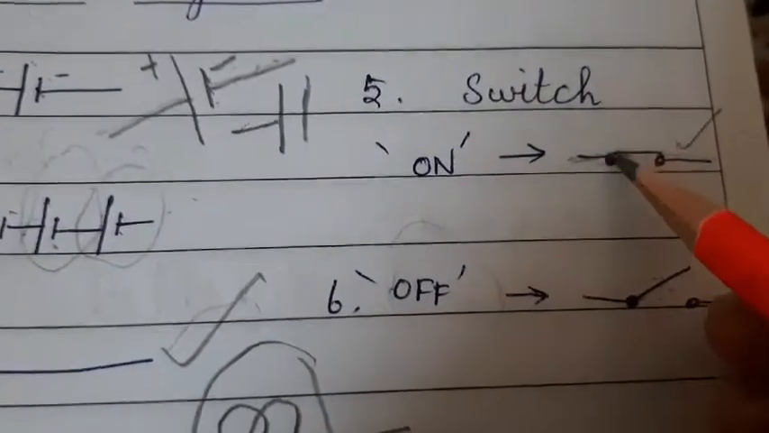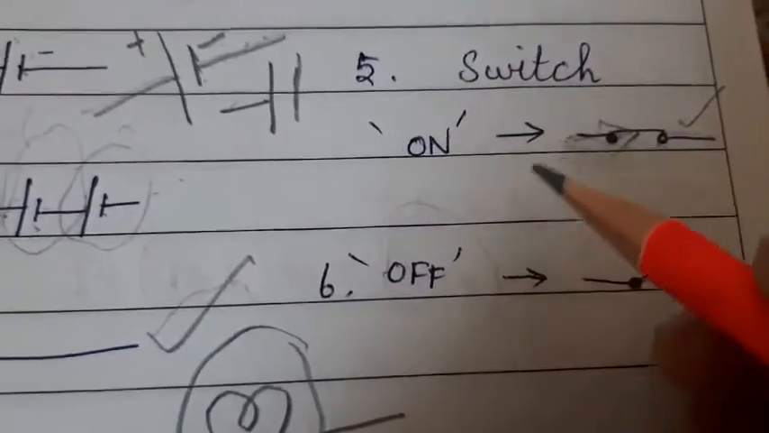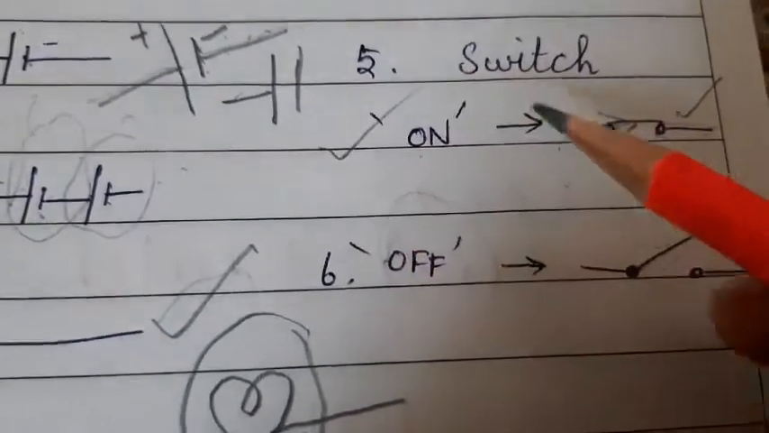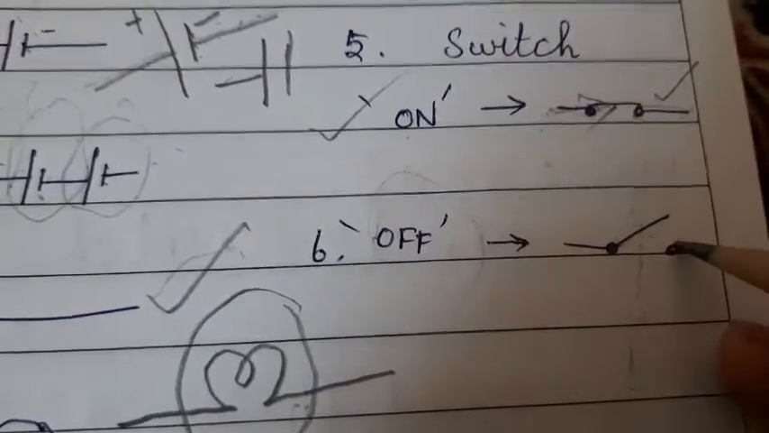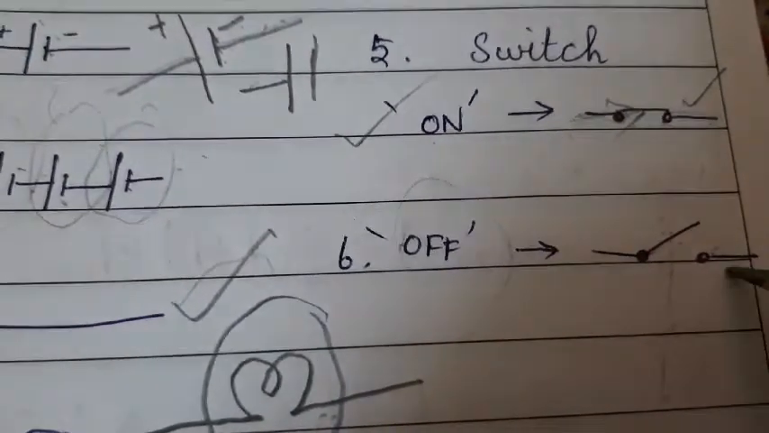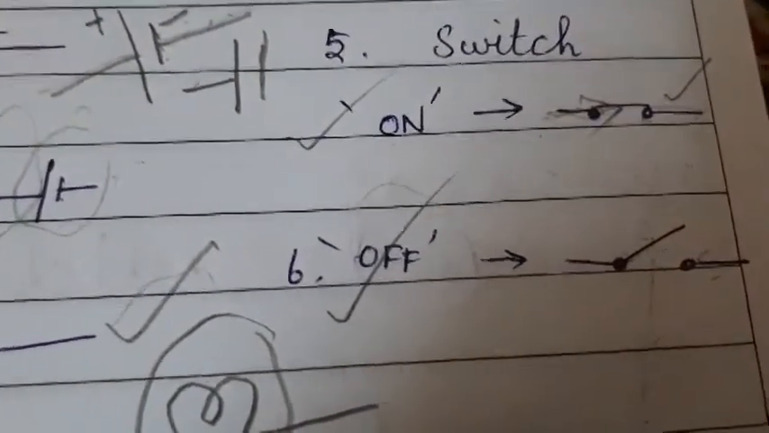Only if it is all together connected means current will flow. So I can tell that the switch is on. If it is open, the current gets broken down here. It does not pass through the next remaining parts from this end. So the switch is off.